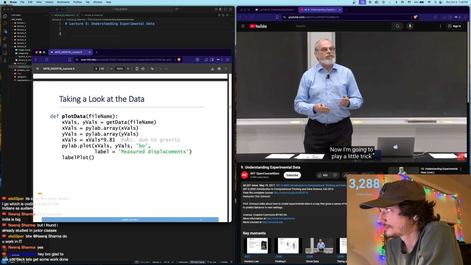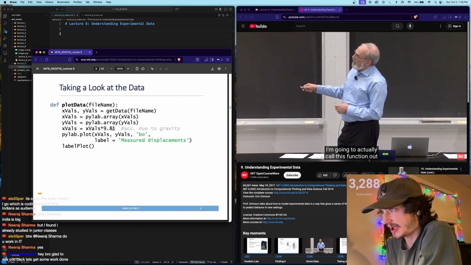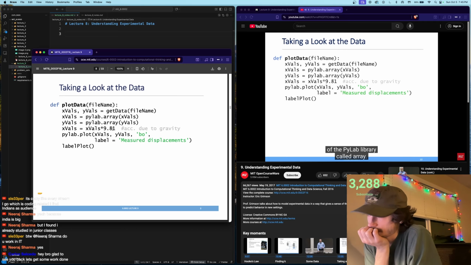Now I'm going to play a little trick that you may have seen before that's going to be handy to me. I'm going to actually factor the x values, calling this function out of the PyLab library called array.